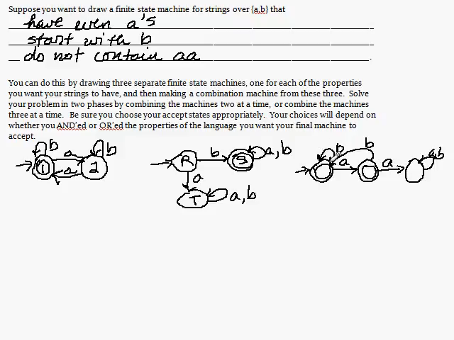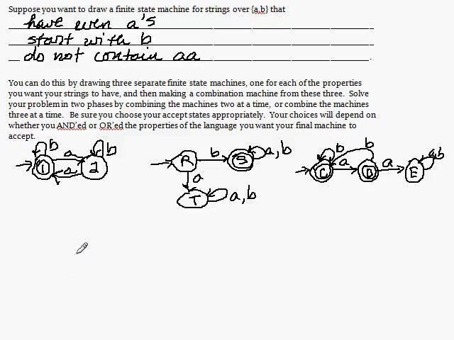does not contain AA. So let's name these states, we've got RST, let's try CDE, capital C, capital D, capital E. Okay.